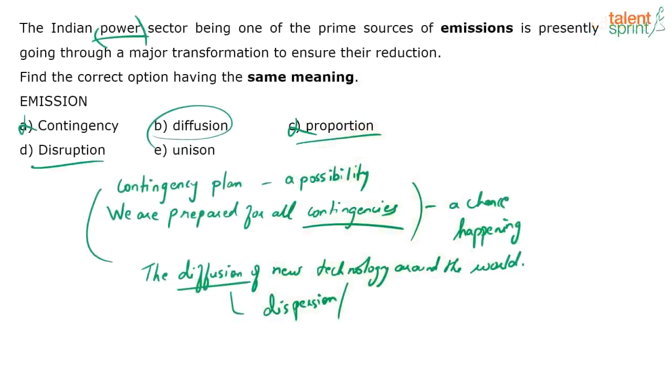Disruption again is not our word. The Indian power sector being one of the prime sources of disruption doesn't make sense. Disruption is disorder, throwing in confusion. It's an unrelated word here. We can quickly eliminate this option. And unison again is an unrelated word here. Something coming together. If all of you wished me Happy Women's Day at the same time, you're all in unison. So again, unrelated word, we don't need that word. Our answer is diffusion. But here again, what I'm trying to say is, it can be challenging if you don't know the meanings of the options.